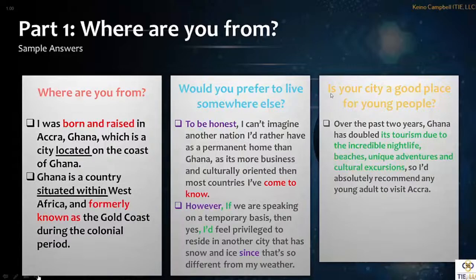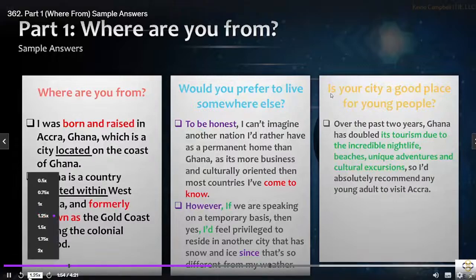Finally, is your city a good place for young people? Over the past 2 years, Ghana has doubled its tourism due to the incredible nightlife, beaches, unique adventures, and cultural excursions. So I'd absolutely recommend any young adult to visit Accra.